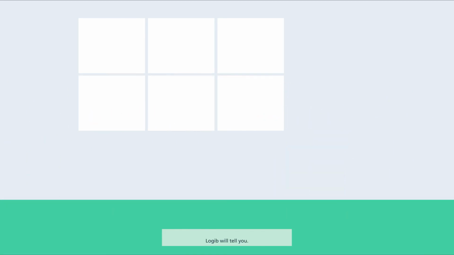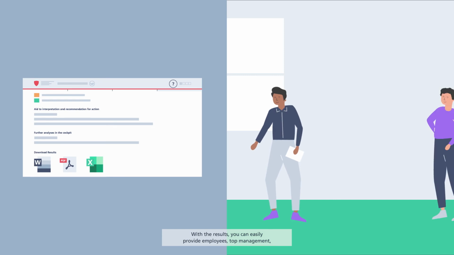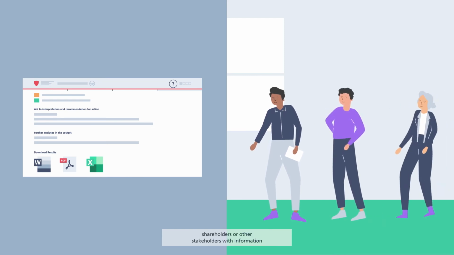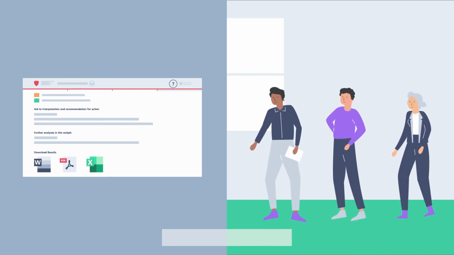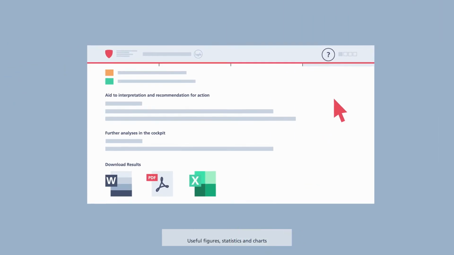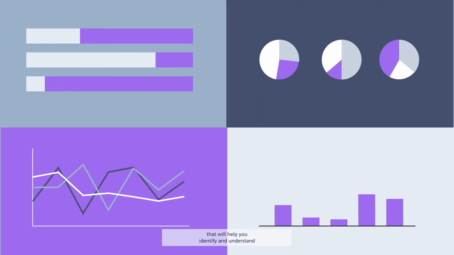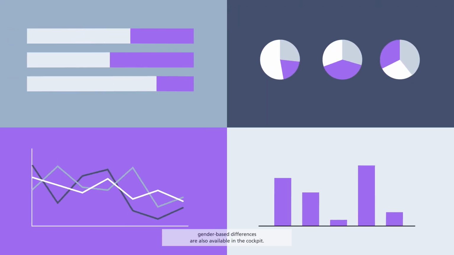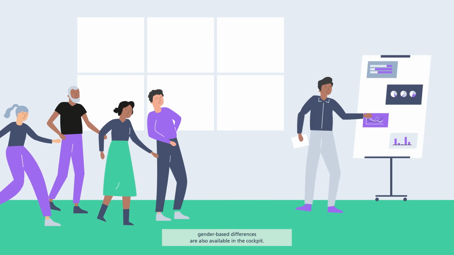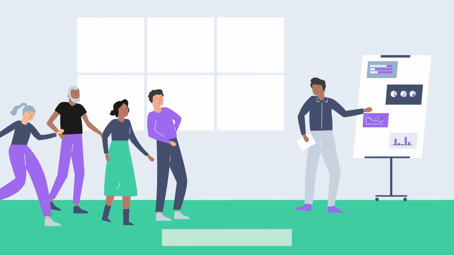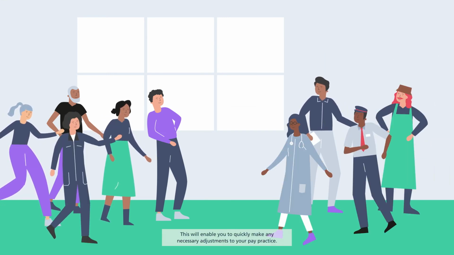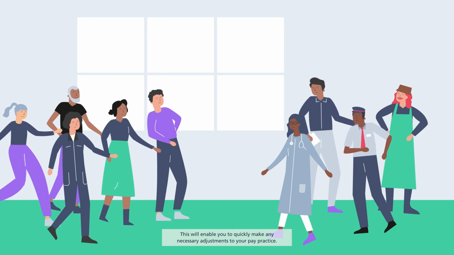Logib will tell you. With the results, you can easily provide employees, top management, shareholders, or other stakeholders with information about your company's situation in terms of equal pay. Useful figures, statistics, and charts that will help you identify and understand gender-based differences are also available in the cockpit. This will enable you to quickly make any necessary adjustments to your pay practice.